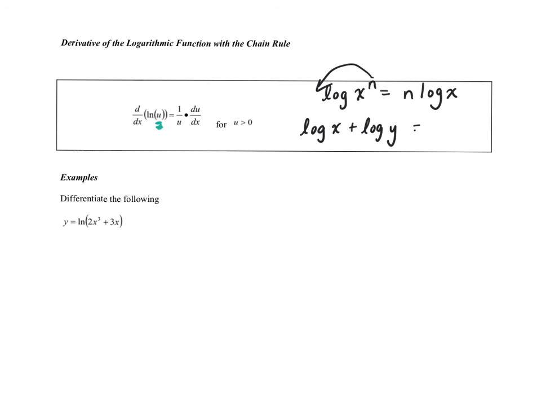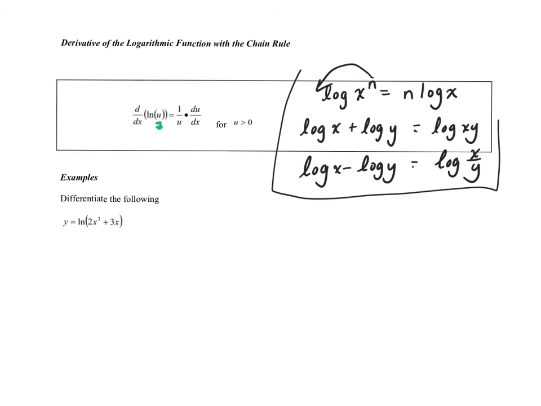If we add two logs together, remember I can write that as a log of their product, or vice versa. It works both ways. And if I have a log of two things subtracted, I can write that as the log of those two things divided. And that again works both ways. So those are three nice properties of logs. So whenever we have a log function, we really do like it.